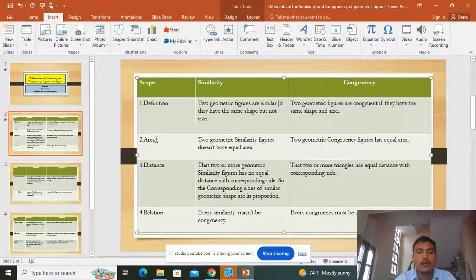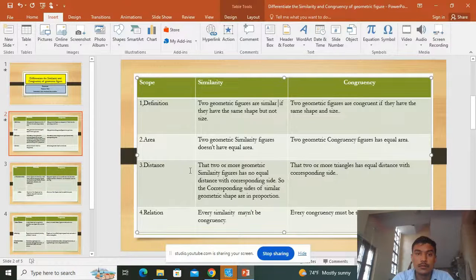Area. On the scope of area, two similar geometric figures do not have equal area, but two congruent geometric figures have equal area.